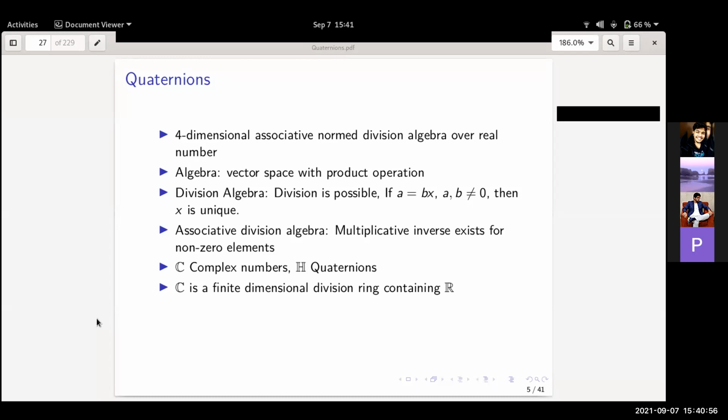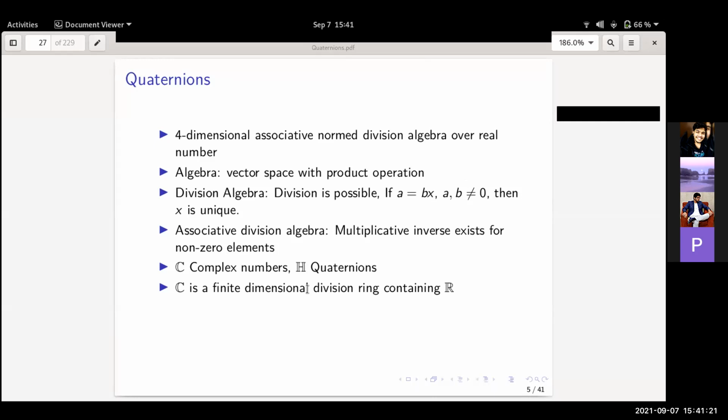It is a division ring, which we have seen. You can multiply the numbers, and then the division inverse exists. That is what it indirectly means. We have shown that when A equals Bx and A and B are not 0, then x is unique. That is what division ring means. And it contains R. So one of the axes is R.